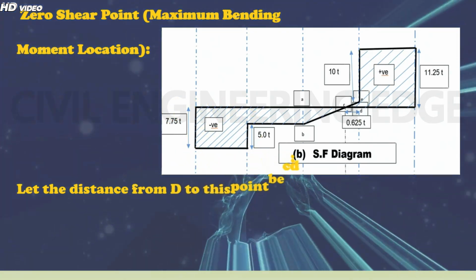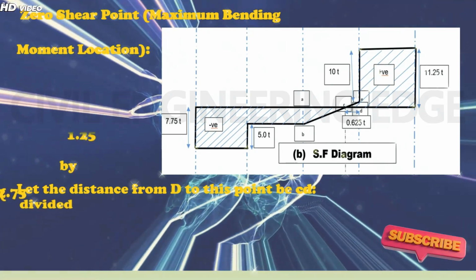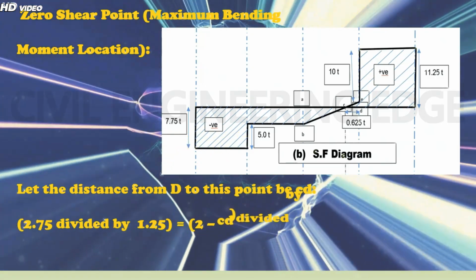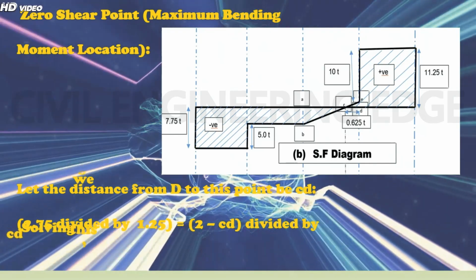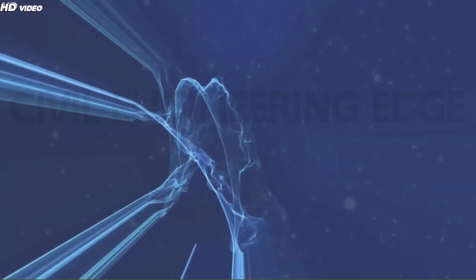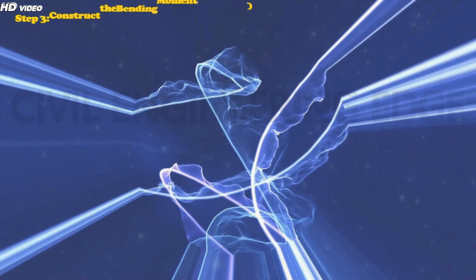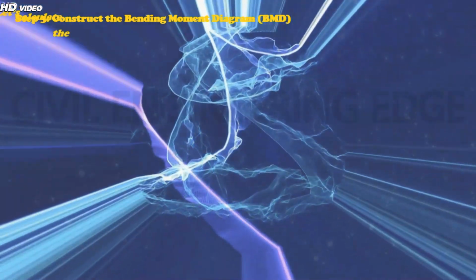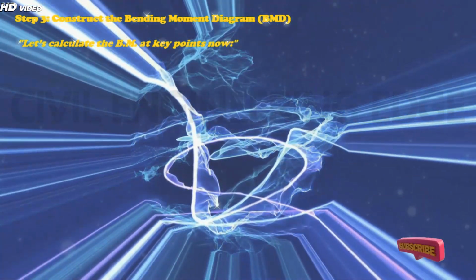At D, with the uniform distributed load, shear force equals 1.25 minus 2 into 2, which equals minus 2.75 tons. At C, before the 5 ton point load, shear force equals minus 2.75 minus 5, which equals minus 7.75 tons. At A, left end, shear force equals minus 7.75 plus 7.75, which is equal to 0, satisfying equilibrium.